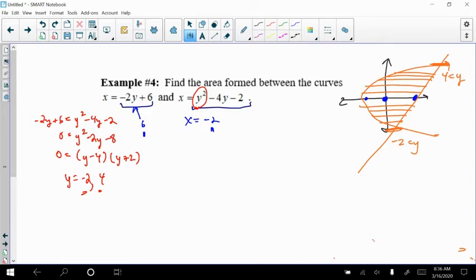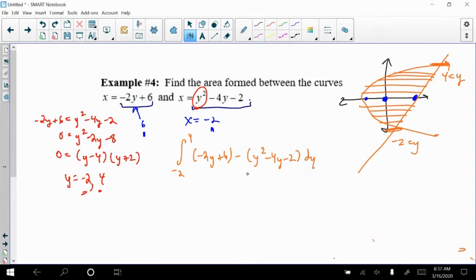So once we're at this point, we set up our integral. We already knew it was from negative 2 to 4. The right side is linear, so negative 2y plus 6, minus the left side, y squared minus 4y minus 2. Now, it might be a good exercise for you to pause the video and actually solve the problem, then hit play and see if we came up with the same answers. If you still want to watch me go through it, that's fine too.